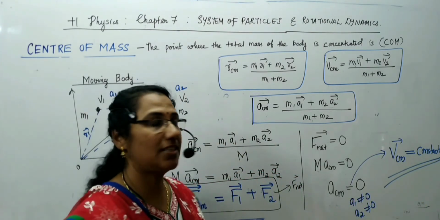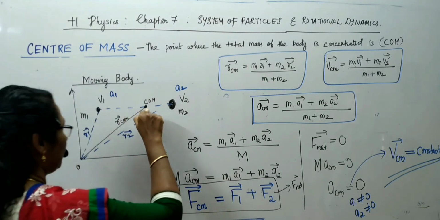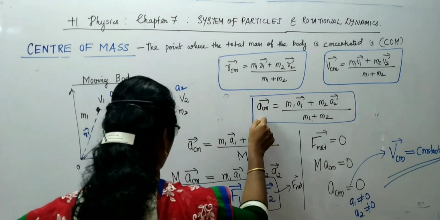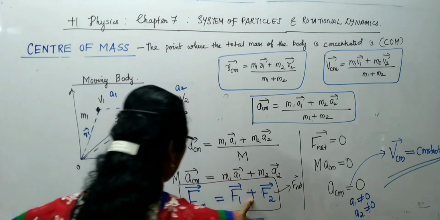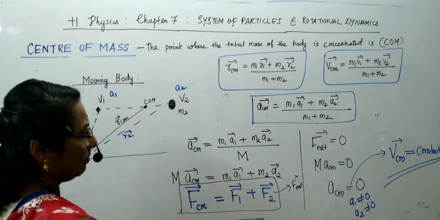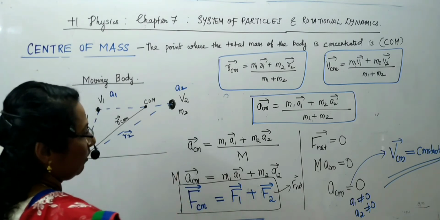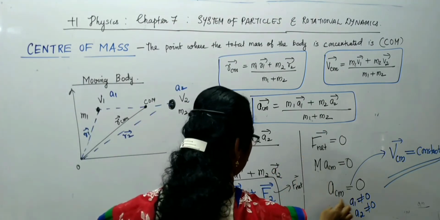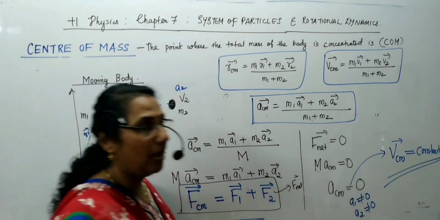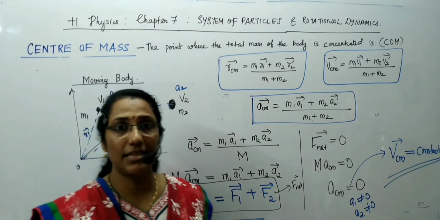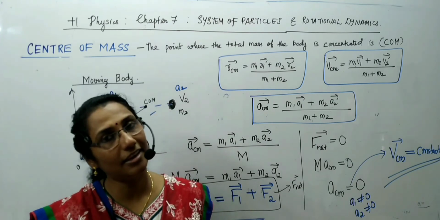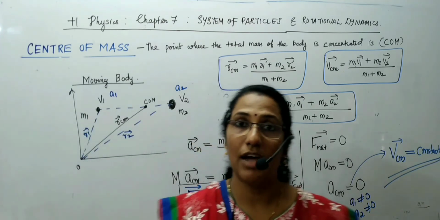So what is the speciality of center of mass? It is the point where the total mass of the body is concentrated. Position of center of mass, velocity of center of mass, acceleration of center of mass. The force acting on the center of mass is equal to the resultant force acting on each and every particle of the system. If the net force is zero, the acceleration of the center of mass is zero and the velocity of the center of mass becomes constant. Clear?